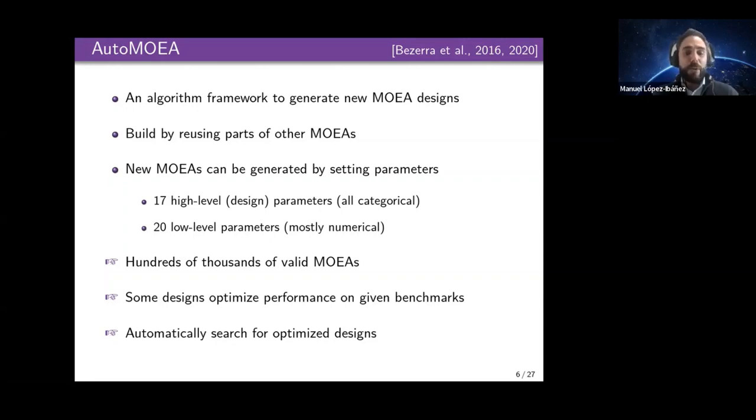How does recombination happen? It happens by setting specific parameters of the framework. The framework has 17 high-level parameters that control how these components are recombined, and they are all categorical, and 20 low-level parameters that are mostly numerical and control various things. This allows us to generate, in principle, hundreds of thousands of valid MOEAs, many of them probably very poor, but some of them seem able to optimize performance for particular benchmarks. And then we have a way to automatically search the space of designs to find optimized designs.